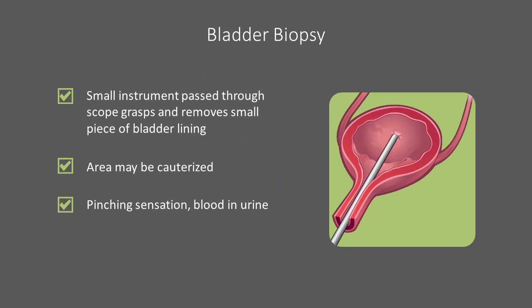A bladder biopsy involves removal of a tiny piece of bladder lining to examine under a microscope and may be required when the lining looks abnormal. For this, a small instrument is passed through the scope and grasps and removes a small piece of bladder lining. If there is some bleeding, the area may be cauterized with another small instrument. This seals the bleeding blood vessel. During a bladder biopsy, you may feel a pinching sensation, and afterward, you may notice some blood in the urine for a short time.